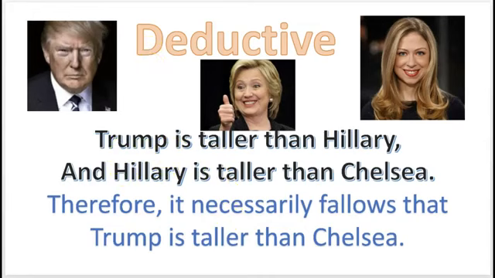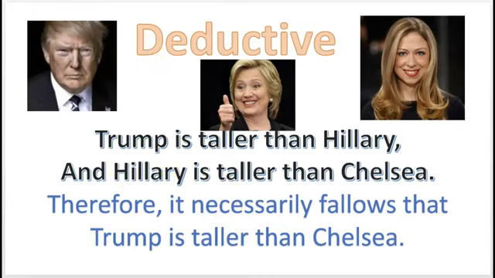Here's an example of an inductive argument. 80% of politicians are men. Hillary is a politician. Therefore, it is probable that Hillary is a man. Now notice the word probable. This is the conclusion. It's probable that Hillary is a man. This is probabilistic reasoning. Therefore, it's an inductive argument.